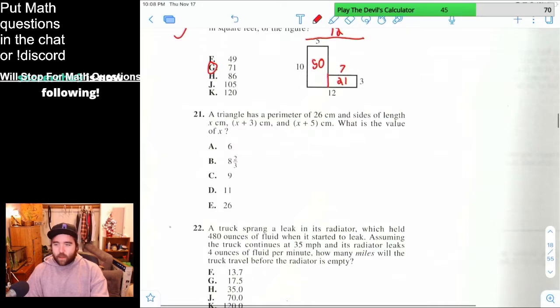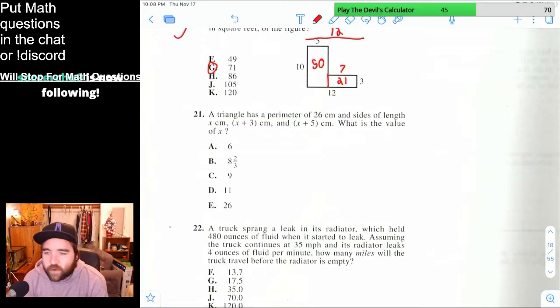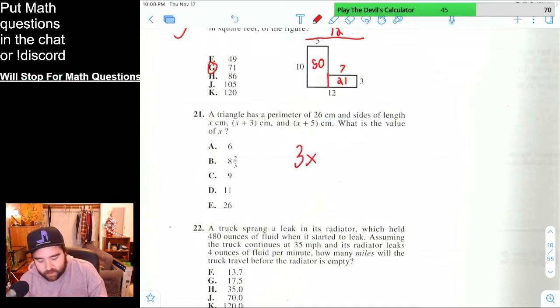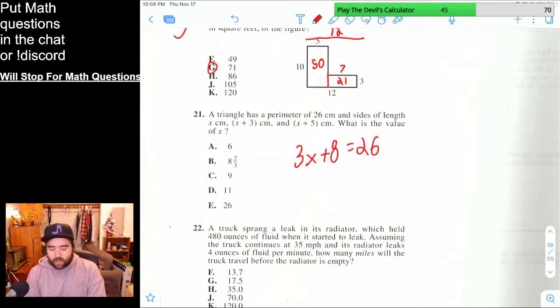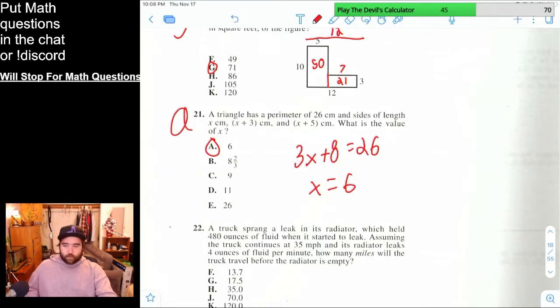Beautiful. So a triangle has a perimeter of 26 centimeters and side lengths of x centimeters, x plus 3 and x plus 5. What is the value of x? So they're saying when you add all those together, you get 26. So if we add all those together, that's 3 x's plus another 8 is 26. So then subtract and then divide. So 26 minus 8 is 18, divided by 3 is 6. Beautiful, beautiful, beautiful.